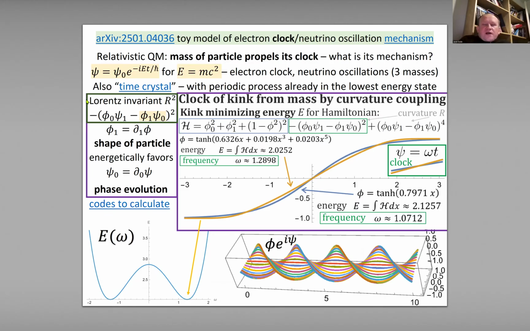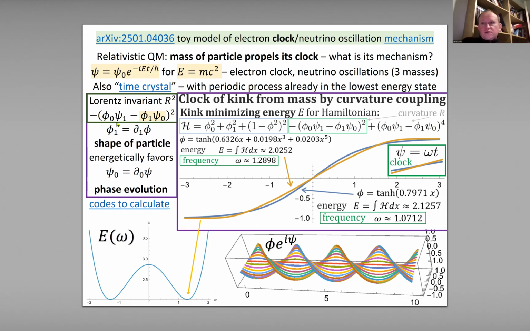Okay, so now regarding the clock for the electron. Now we slide about a time model from this archive. Generally we have this phase evolution using energy as the mass of the particle. So in field theory, the mass of the particle is the integral of the Hamiltonian. So we need a term in the Hamiltonian which prefers some time evolution in the presence of a particle.